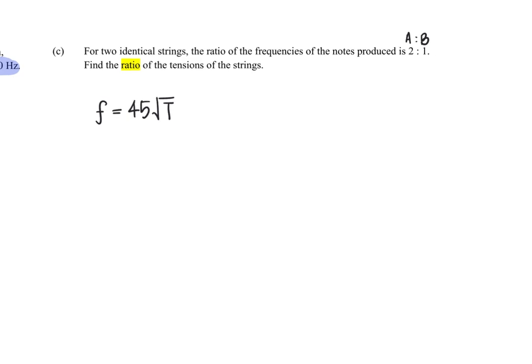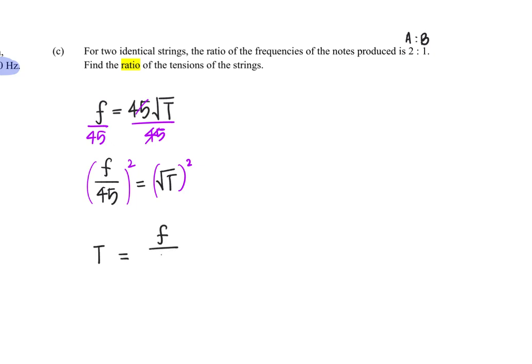And I'm going to make T the subject since we are talking about tensions. All right. So I'm going to divide by 45, so that I will have f over 45 equals the square root of T. And of course, I'm going to square both sides, so that eventually I will have my T as (f over 45) squared. And this is important. Okay, we set that aside first.